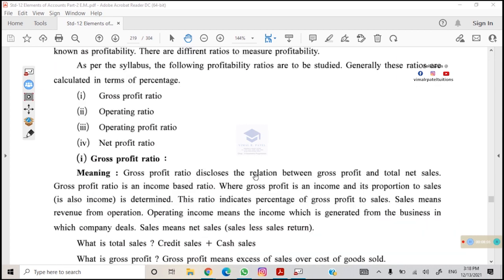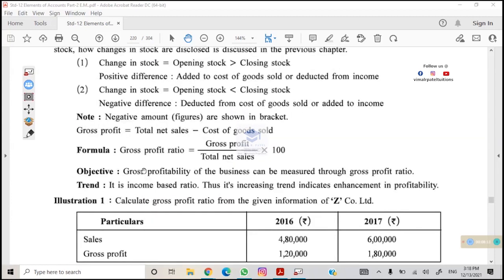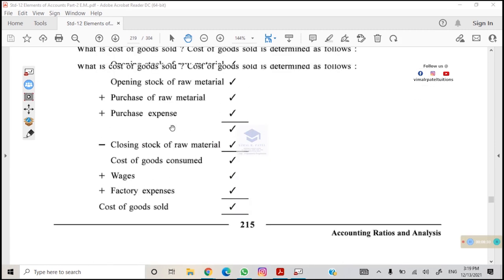Gross profit ratio discloses the relation between gross profit and total net sales. Now see. The formula for gross profit ratio is gross profit upon total net sales. Now gross profit means net sales minus cost of goods sold. Net sales means sales minus sales return. Now what is cost of goods sold? So cost of goods sold means opening stock plus purchase expense minus closing stock plus wages and plus factory expense.